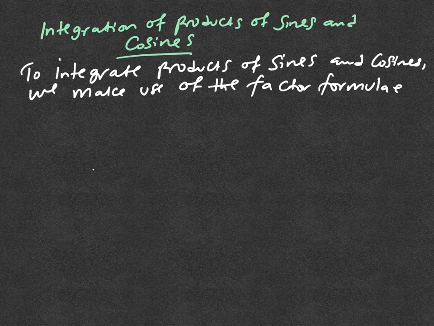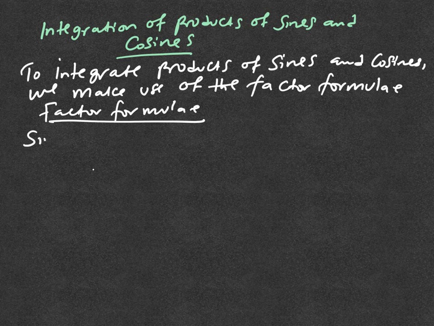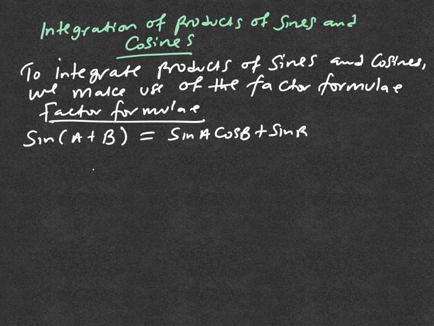Let's briefly try to write down the factor formula. But I will begin by reminding you how the factor formula is developed. Okay, you have learned that, factor formula. We know that if you have a sine of two compound angles A plus B, this produces sine A cos B plus sine B cos A.